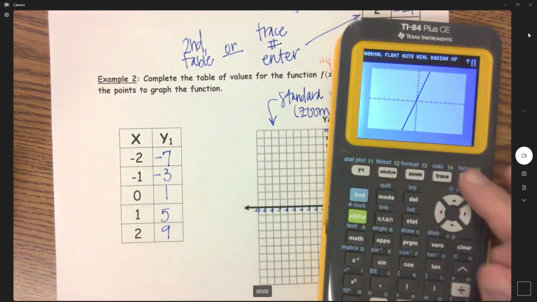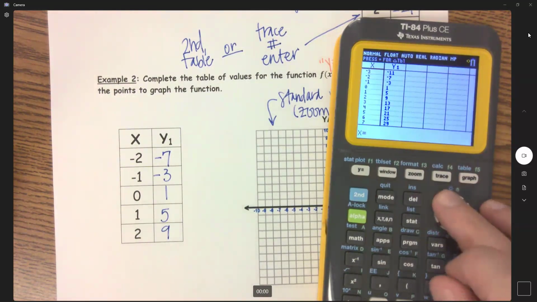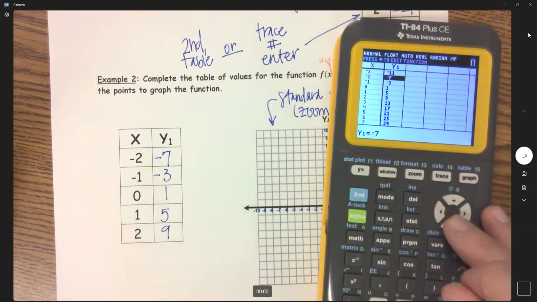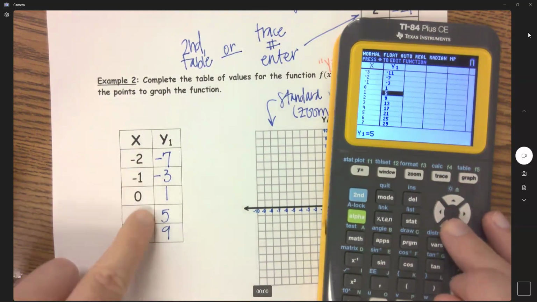Okay. The other option is to go to this table right here. So I'm going to go second graph. And here are all of my values. -2, we got -7, -3, 1, 5, 9.